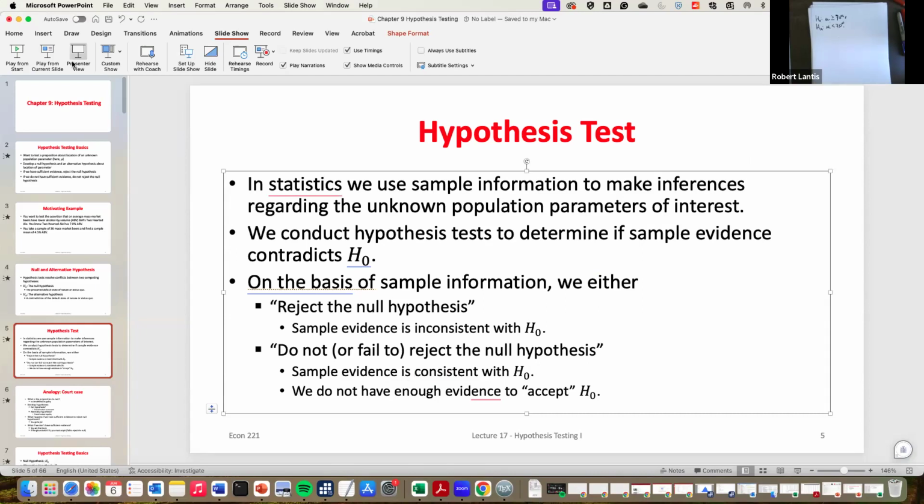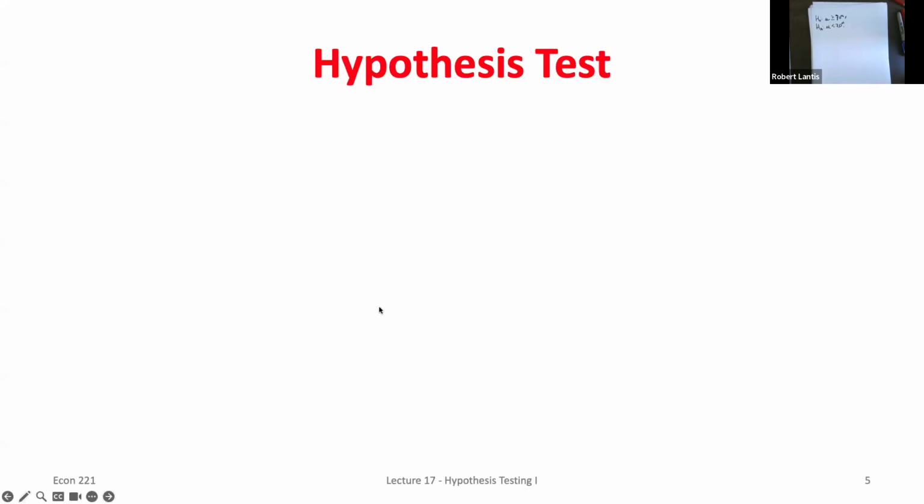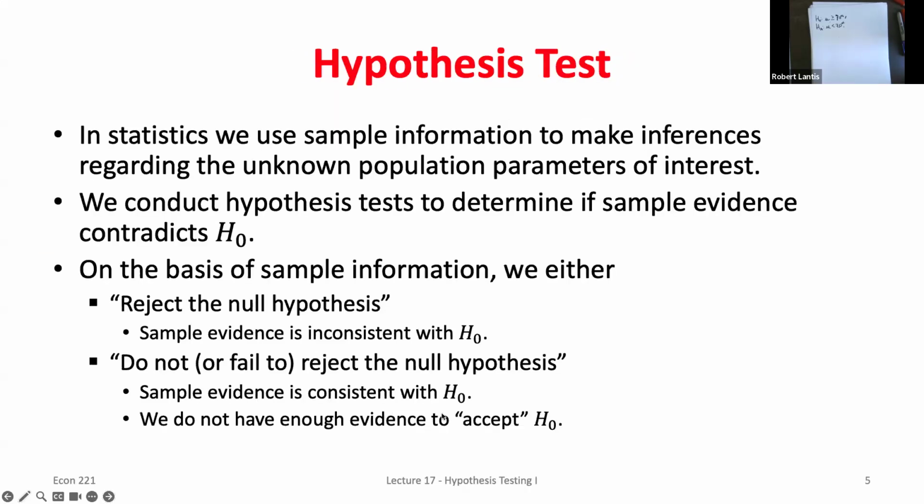We could say that the sample evidence is consistent with the null. So if I assume that the average mass market beer has an ABV greater than 7%, I take a sample, I find 8. Okay, well, that supports my null. So why would I reject it?